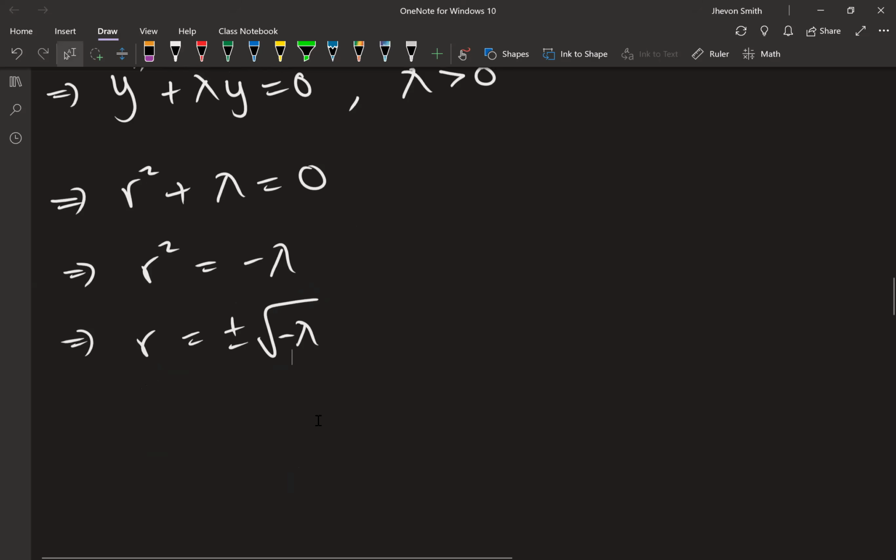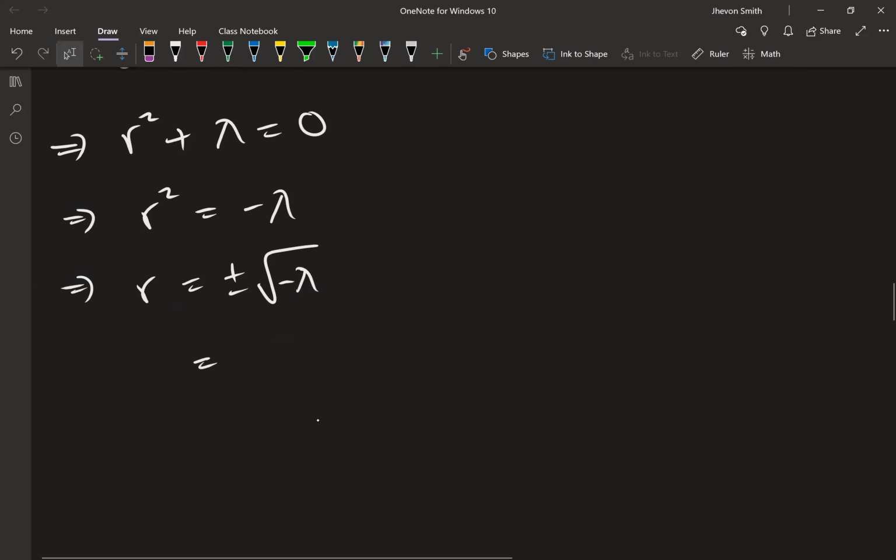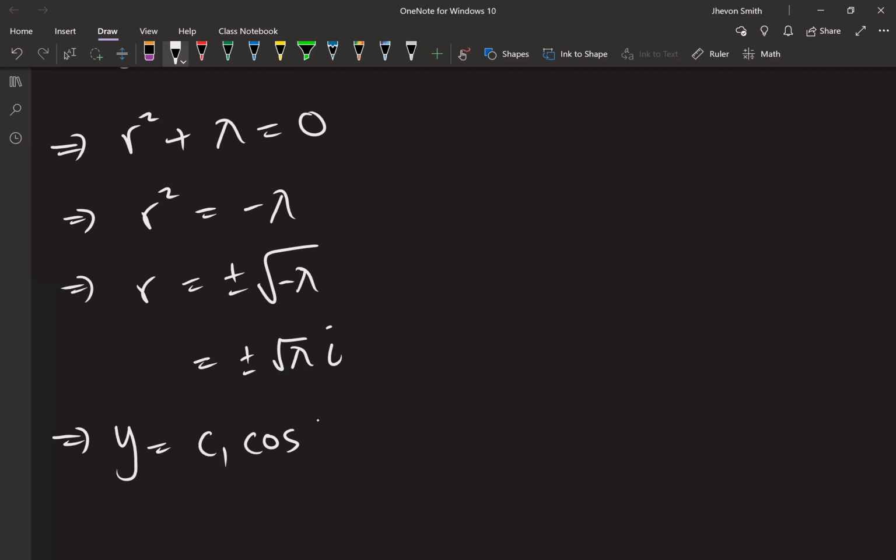Now this guy is complex. In fact, this would look like plus or minus radical lambda i. So we have complex solutions. This means our solution looks like C1 cosine radical lambda t plus C2 sine radical lambda t.